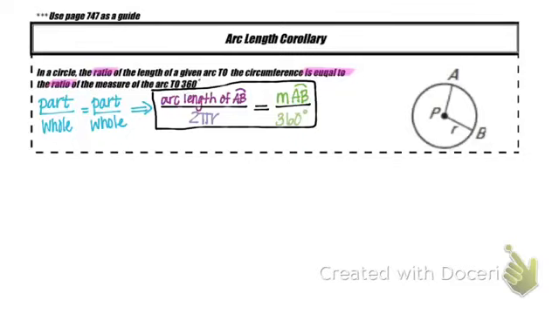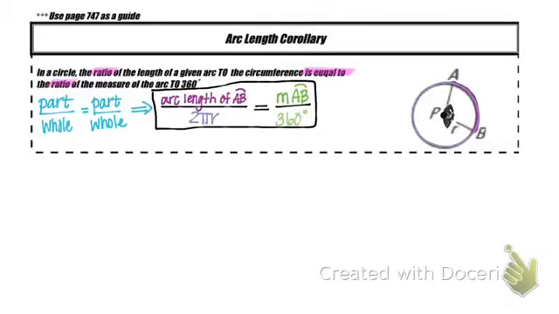I'm going to use the same colors that I did in the formula to describe what's going on in relationship to the picture. The arc length of AB is the part that's in dark purple. That's a portion of the circle over the circumference. The circumference is the whole entire circle. So we have the part over the whole.